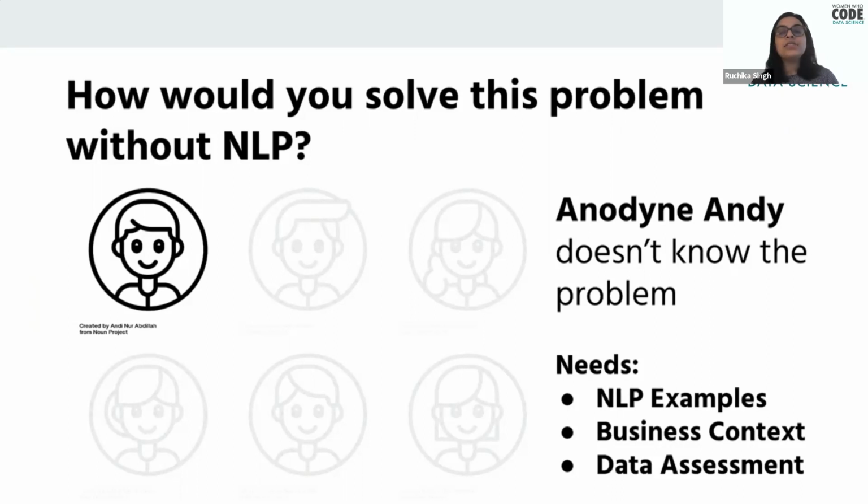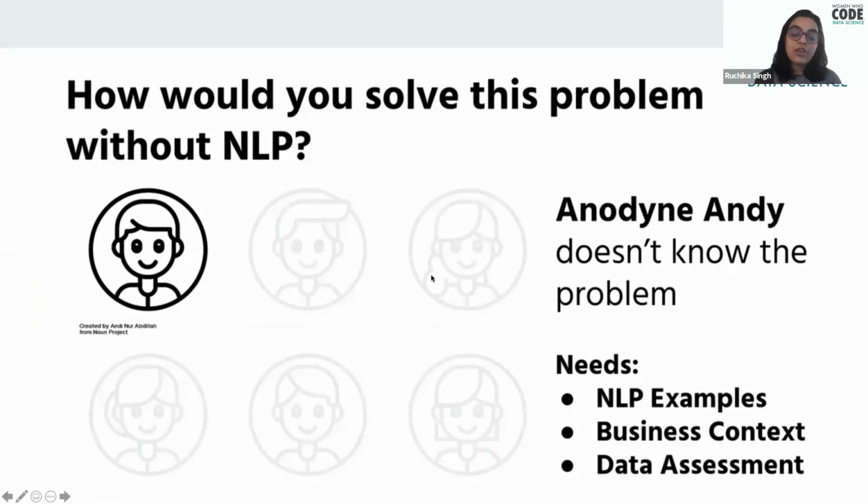In this case, you don't need to go deep into the work with this kind of person. You just make sure you give them the right NLP examples. You give them the context, like where is NLP useful? And maybe try and talk to them about assessing what kind of data they have. Every problem doesn't mean you need to make an NLP model or start doing deep learning. These people have no idea what they're asking. Some of them will be like this, and they probably are just good with getting some NLP examples.